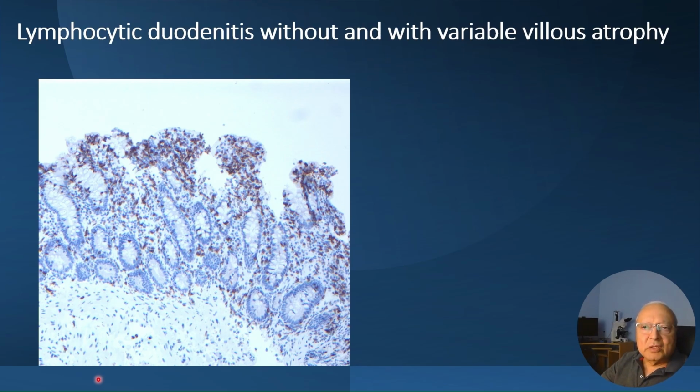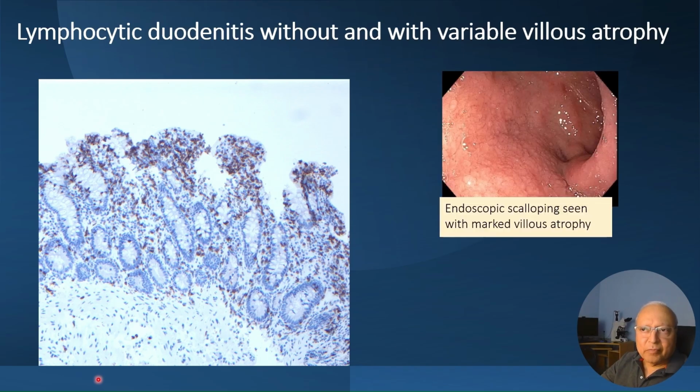And along with this very severely shortened villi, you will see some endoscopic changes as well. This is called scalloping. These are described in the endoscopic report, where the proximal part of the duodenum will show this parched appearance where there are creases, and this is called scalloping.